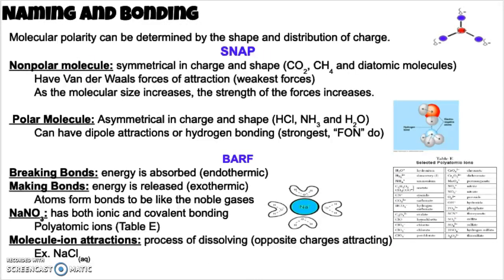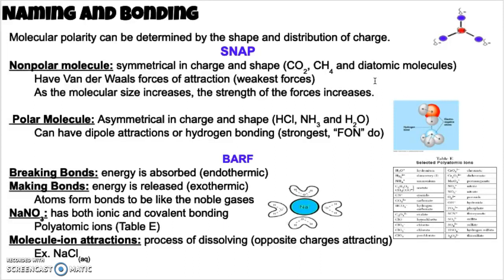Next, in our naming and bonding, is molecular polarity. Molecular polarity can be determined by the shape and distribution of charge. We use SNAP, for example. SNAP stands for symmetrical charge distribution, nonpolar molecule, and asymmetrical charge distribution, polar molecule. Let's talk about nonpolar molecules first. Nonpolar molecules have a symmetrical charge distribution, and they're symmetrical in shape.